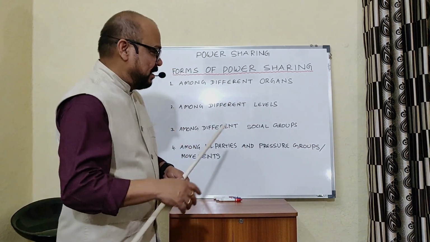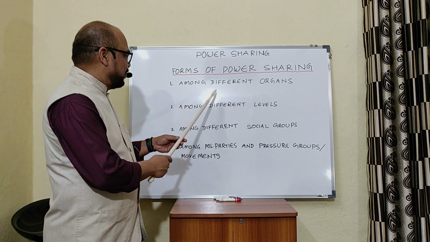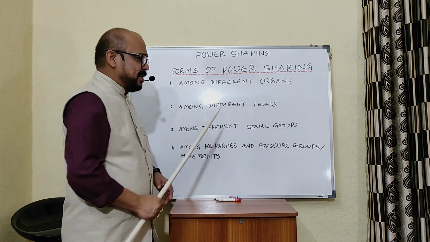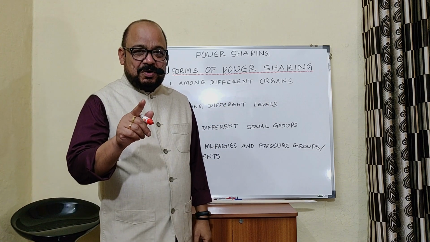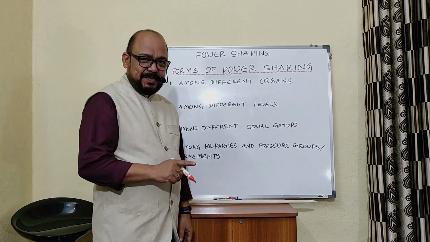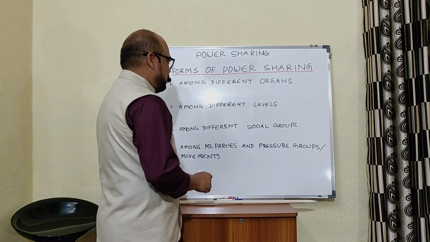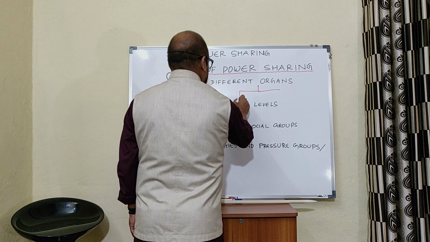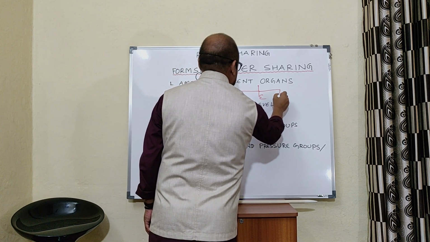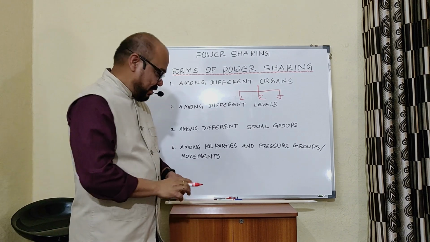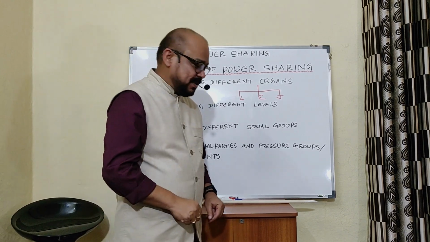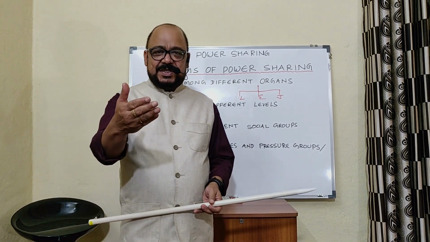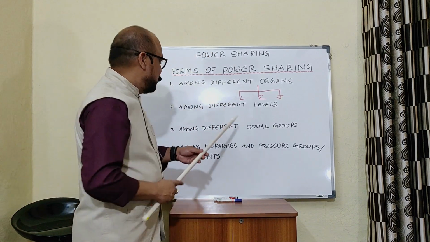So the first method of power sharing is power sharing among different organs of the government. All of you know that any government has three organs, okay? The three organs of government are legislature, executive and judiciary, right? Legislature for making laws, executive for implementing laws, and judiciary for deciding the disputes, right?